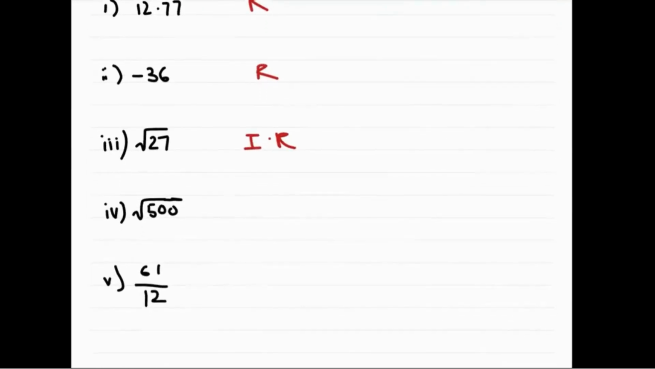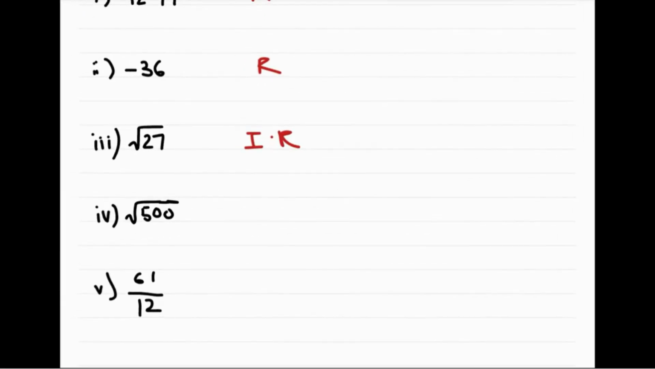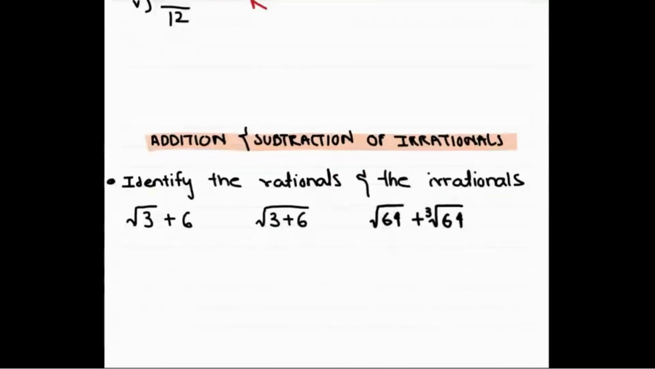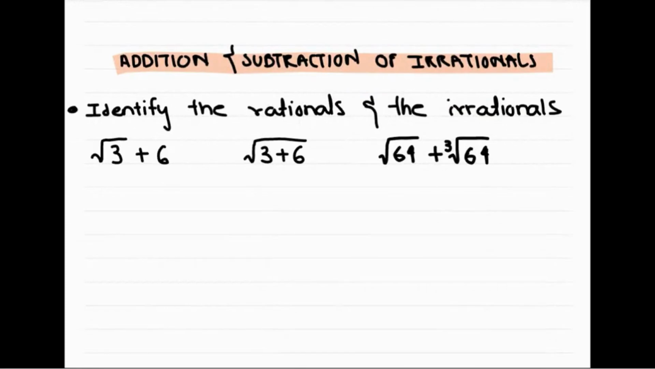Okay, the next question we have is under root 500, right? This is an imperfect root as well, and if you plug it in your calculator, you'll get around 22.360 and so on, such numbers that are not terminating and not repeating. So this is also an irrational number. Now the last question we have is a fraction. The first thing I told you is that fractions are rational numbers, so this is also a rational number. The next question we have is addition and subtraction of irrationals and rationals.